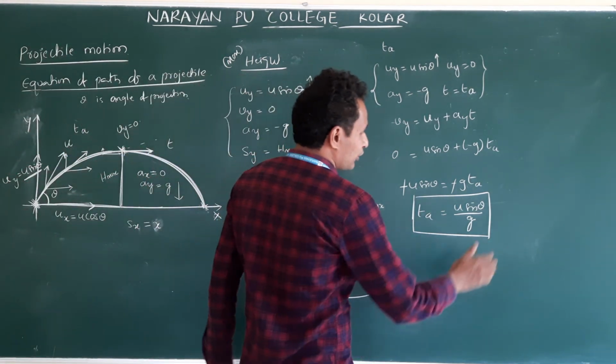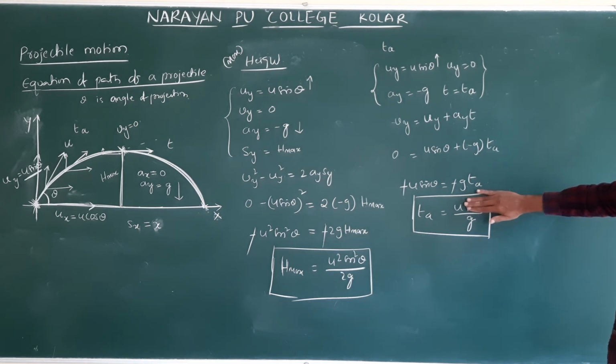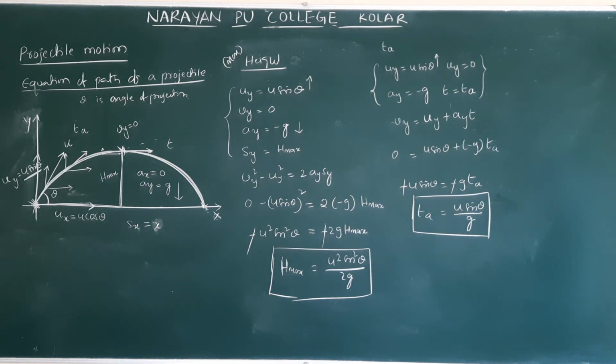In straight line motion, what do you study? ta is equal to u by g. Here we are getting an additional term, sin theta. Clear? Now this is time of descent.